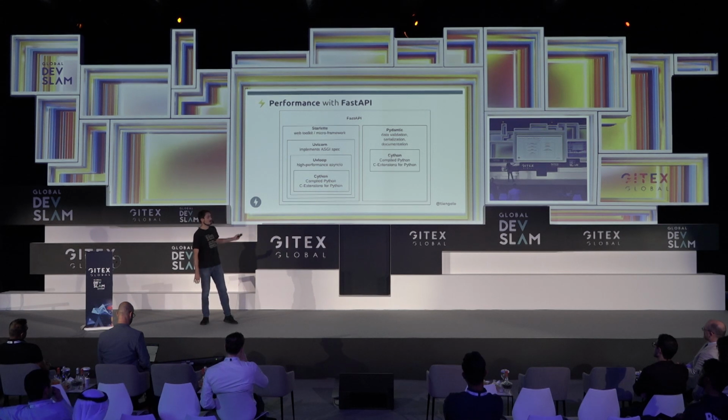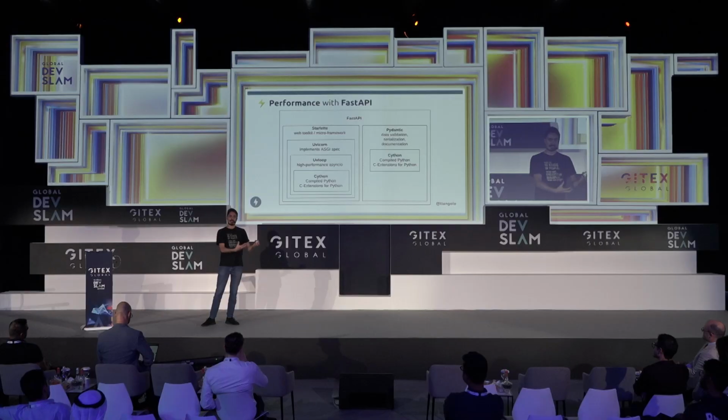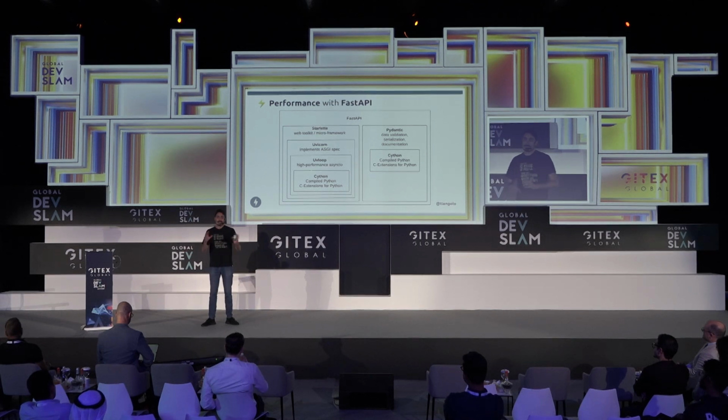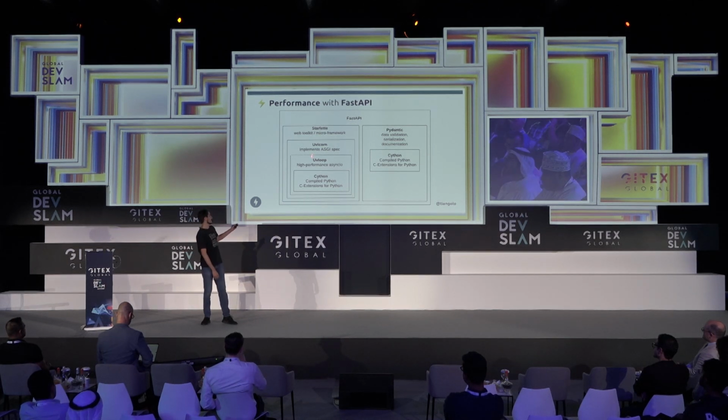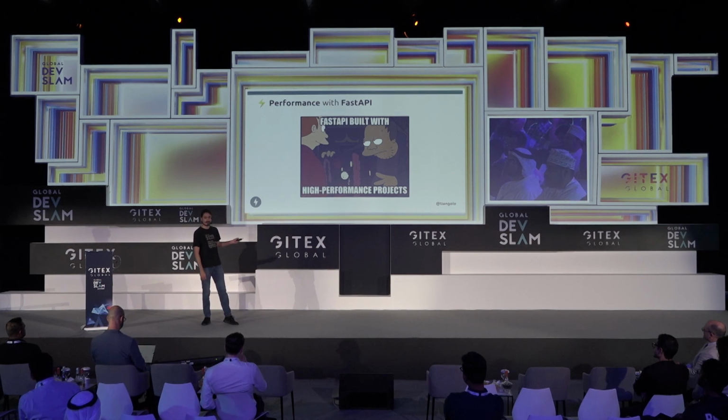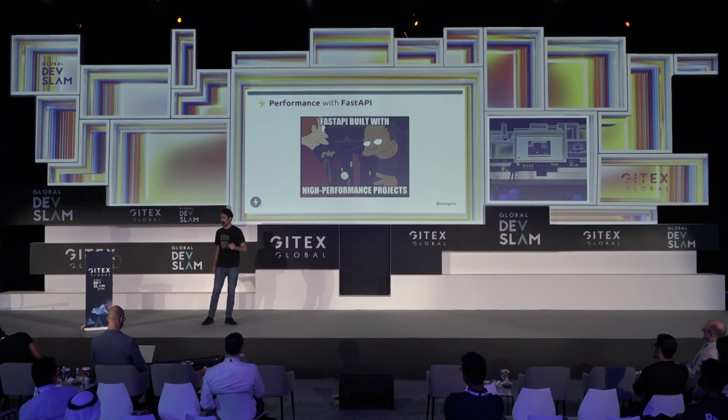Uvicorn uses uvloop, which is a drop-in replacement for asyncio that internally uses libuv, which is a library for handling the event loop, and is the same thing that powers Node.js. So the thing is that we are being able to get all the same concurrency and throughput and stuff that we could get in Node.js without having to leave the amazing ecosystem of Python. And yeah, of course, uvloop is also built with Python. So why FastAPI is fast is just because it's built with great projects behind the scenes. It's just like standing on the shoulders of giants.